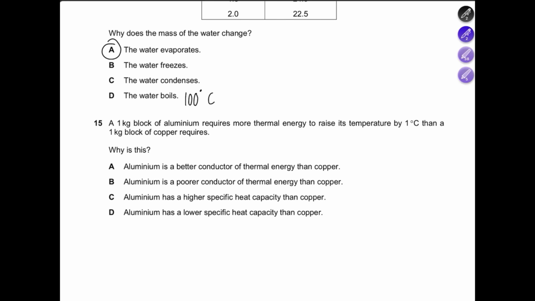Next, a 1 kilogram block of aluminum requires more thermal energy to raise its temperature by 1 degree Celsius than 1 kilogram block of copper requires. Why? Now whenever we see something like this, to raise temperature by 1 degree Celsius, they're talking about specific heat capacity. So they're saying aluminum requires more energy, so its specific heat capacity is going to be higher. 15 is C.